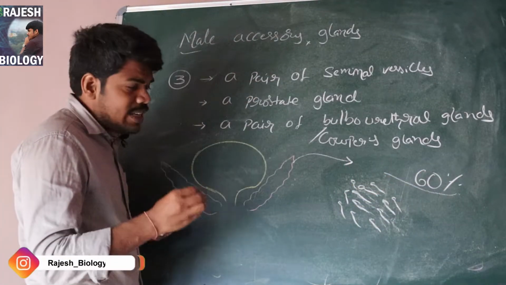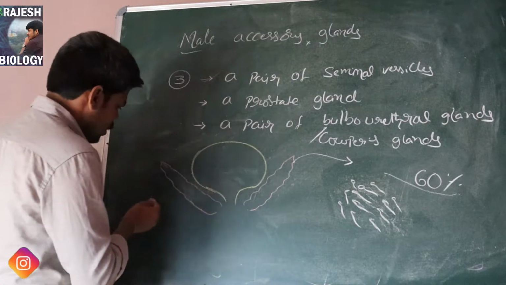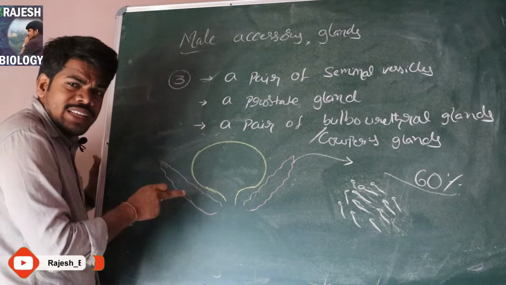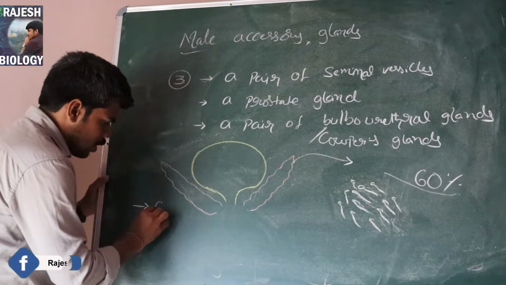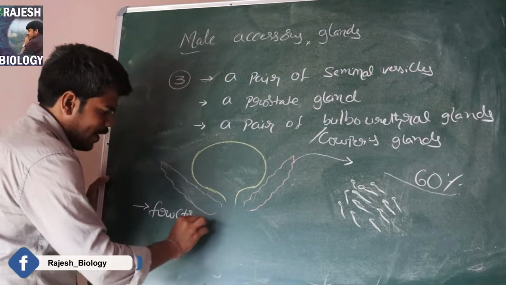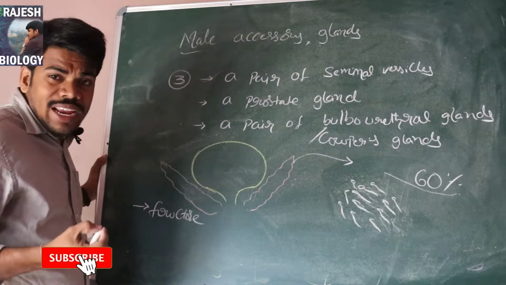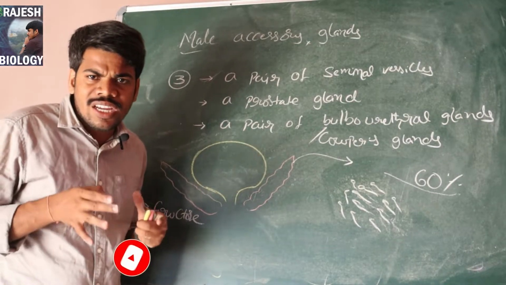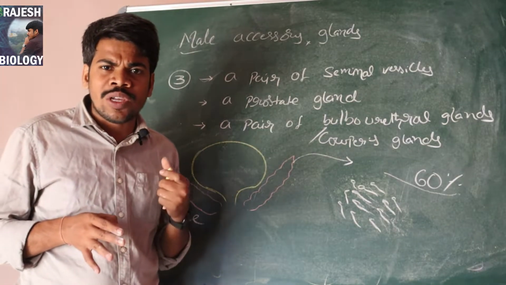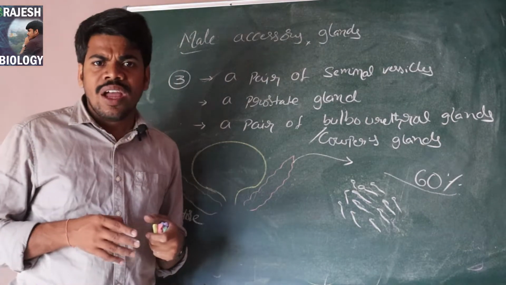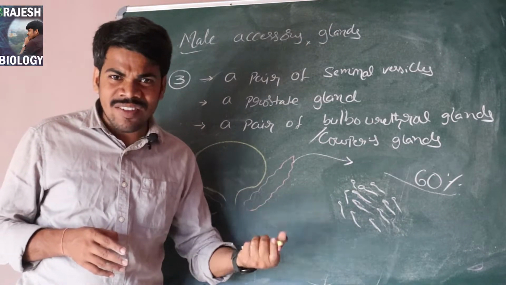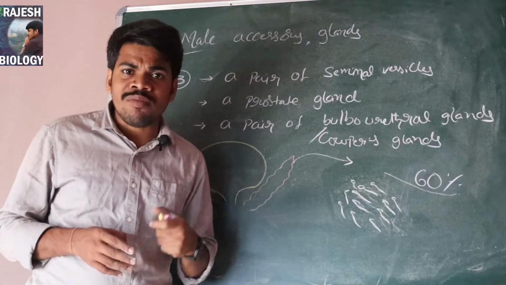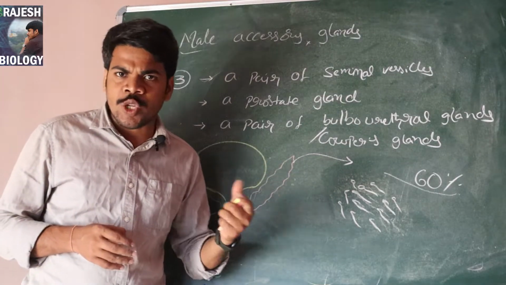The seminal vesicle secretion contains fructose. It is a carbohydrate and it is the major energy source for the spermatozoa outside the body. When it is inside the body within the testes, the Sertoli cells give the nourishment. We already discussed that. In the epididymis also, the secretions give nutrition, and give the time and space for maturation. That is also discussed.